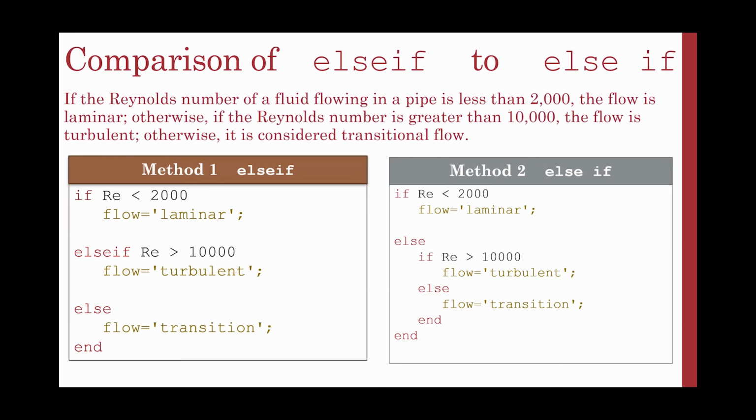So the first question we ask is: is our flow less than 2,000 to get laminar flow? The first is always the same. Then I ask if it is greater than 10,000 for turbulent. In this case, I have to say else, then if, and ask my question again. And then the end is the same, where we have our else, if both of these are false, where we write transition. This requires 1 end, this requires 2 end.